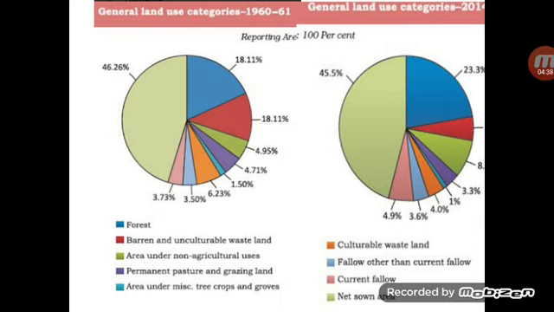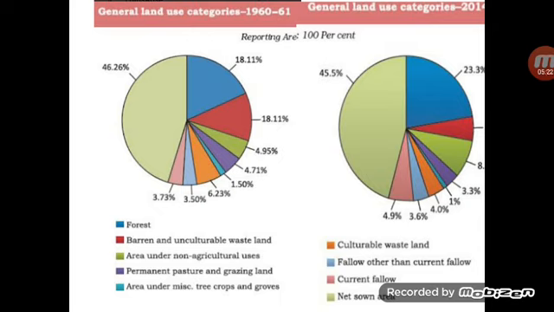So it's a good thing that the forests have increased in India. And then the other portions, like the barren and unculturable wasteland, was 18.11% in 1960-61. Now in 2014-15 it has decreased to a much lesser amount. More or less the other sectors are the same, and we can say the net sown area, which was 46.26% in 1960-61, has decreased a little bit, to about 45.5% in the years 2014-15, which shows that the net sown area has slightly decreased in recent years.